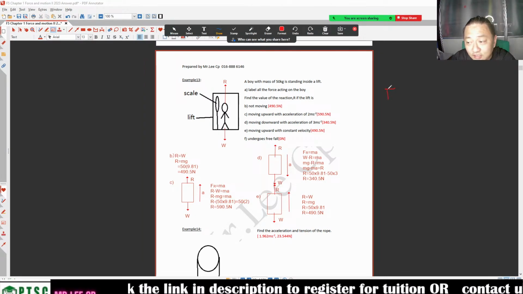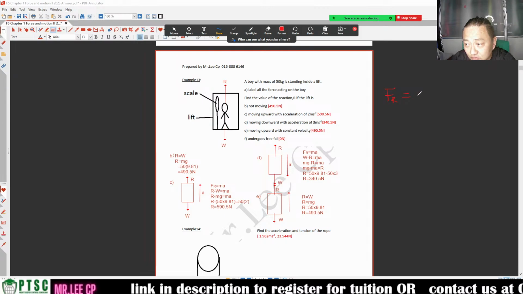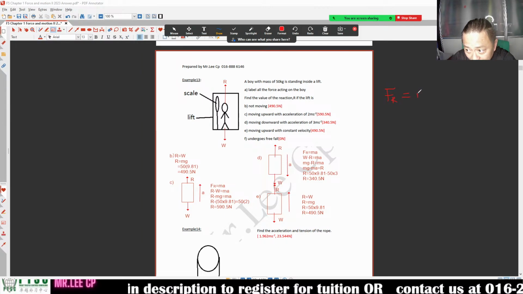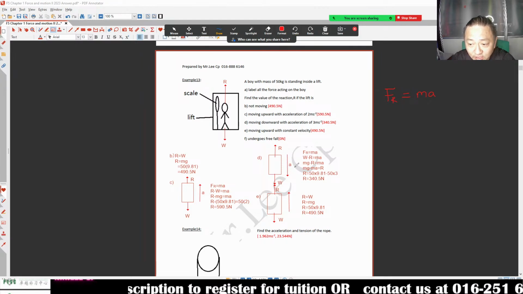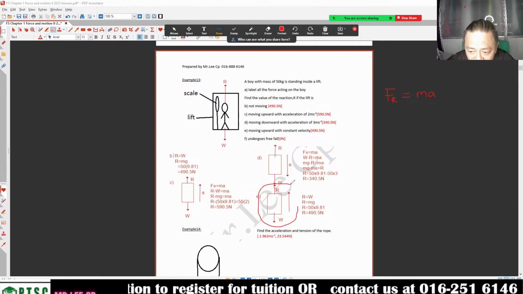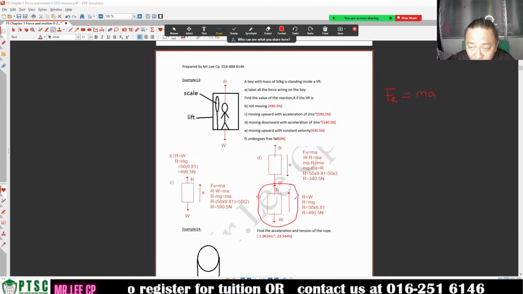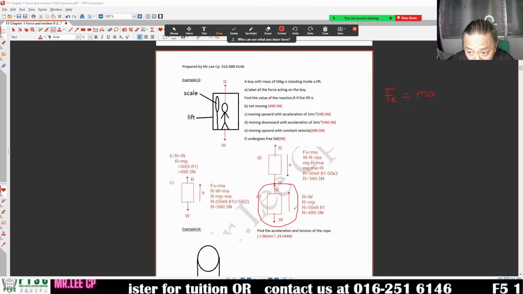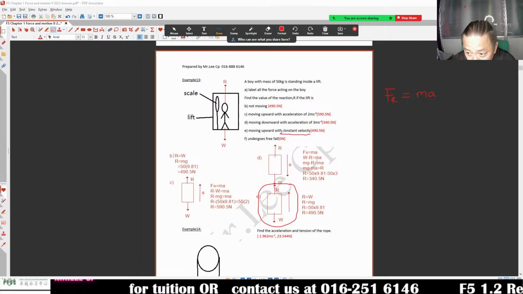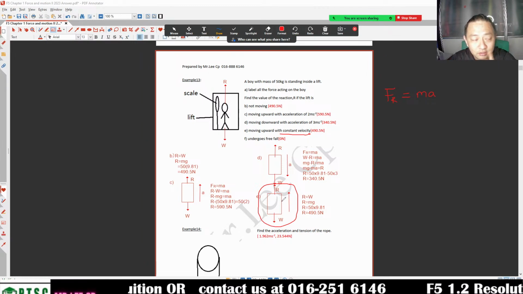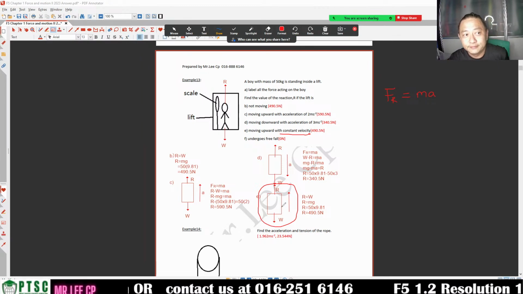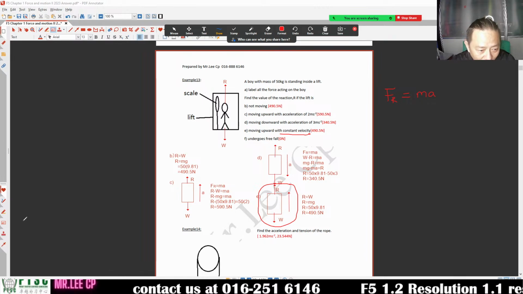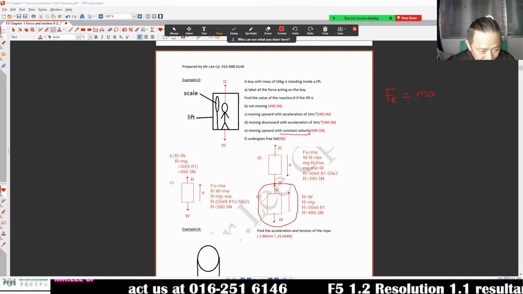Because of R is equal to MA, the resultant force. Now tell me, this is going upward with constant velocity. Is W bigger or R bigger? Answer me. W bigger or R bigger in this case?